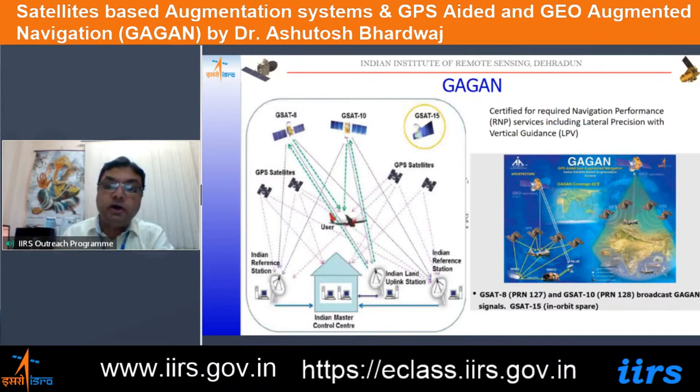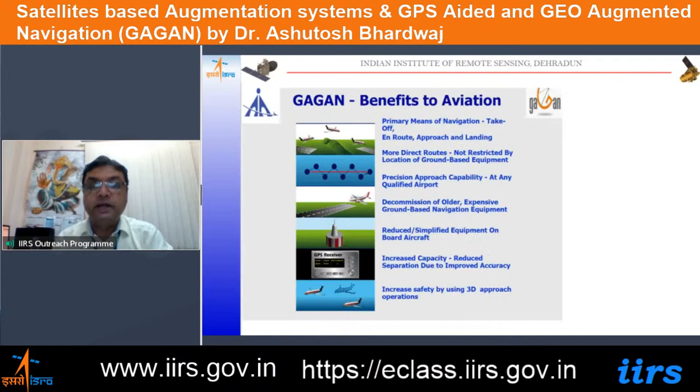Three systems we launched in the geostationary orbit for it, that is the GSAT 8 and 10, which are giving service from the beginning, and the GSAT 15 was kept as a spare, and now that is also operational. So GSAT 8, GSAT 10 and GSAT 15, they are providing us the various services for the GAGAN to provide us the correction signals.